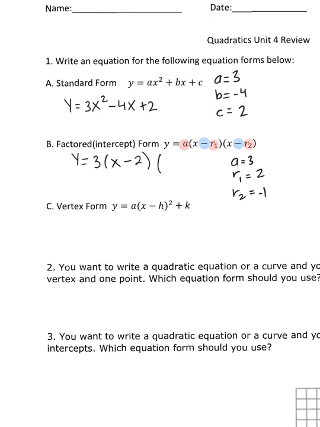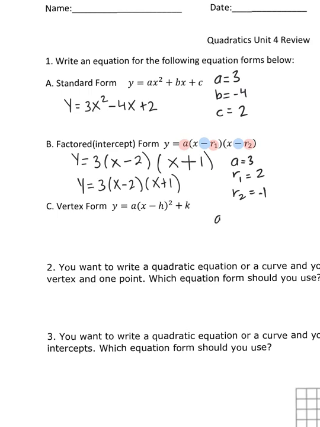If r2 is -1, then you have x minus -1. So when you simplify, you have 3 times x minus 2. And then here, this is going to turn into a plus sign. So you're going to have x plus 1. So that would be a factored form where you have two sets of parentheses side by side.